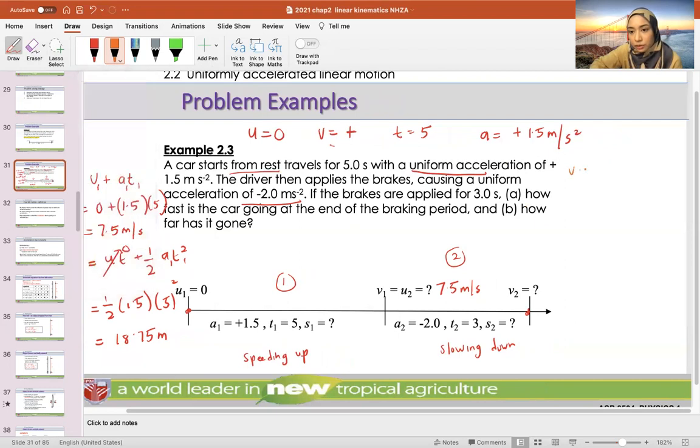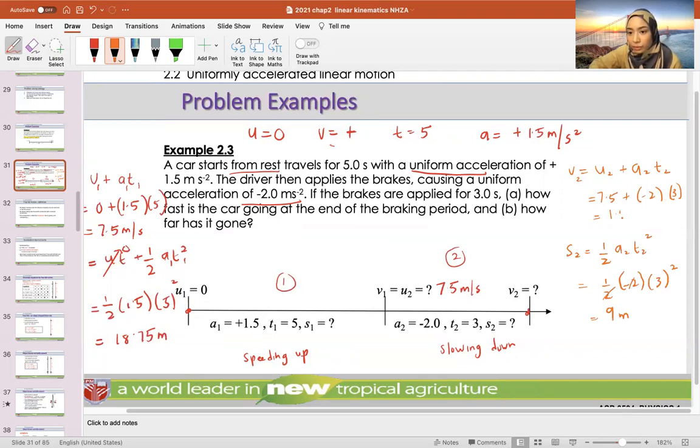So V equals to U plus AT, U2 plus A2T2. So U2 is 7.5 plus minus 2, T is 3. So you get whatever that V is. And can someone calculate that for me? And S2 is 1 over 2 A2 T2 squared, which is minus 2, and this is 3 squared. Cancels out, this is 9 meter.